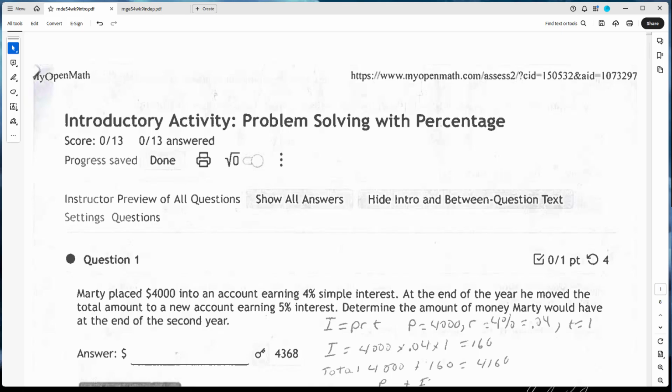This is week 9, introductory activity, problem solving with percentage. Here's question 1.